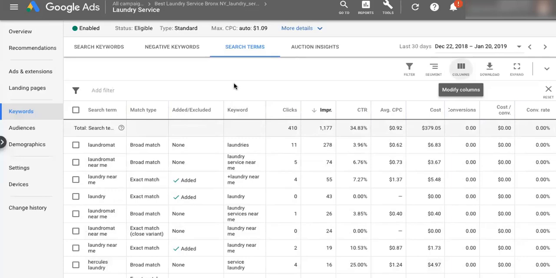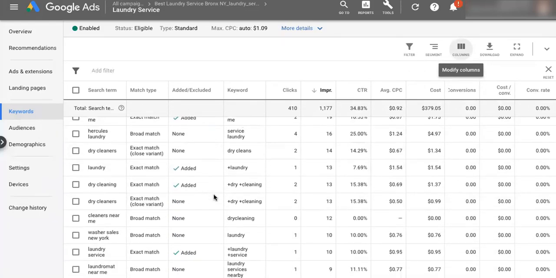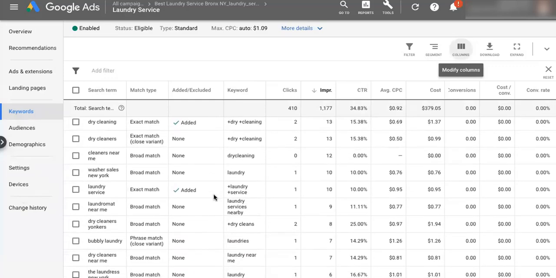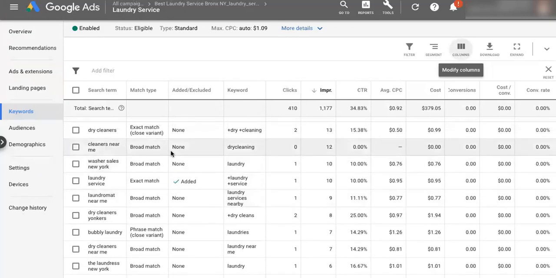Right, these look fairly good. Laundromat near me. It's got laundry service near me. They're not the same though. Laundry service and laundromat. If I was to write an ad for those, I'd have laundromat in one and laundry service in the other. So it keeps going down. Near me, Hercules laundry service. Interesting. Dry cleans. Cleaning. Cleaners near me. See that one? Cleaners near me is matching the keyword dry cleaning. But a cleaner near me could be a house cleaner.